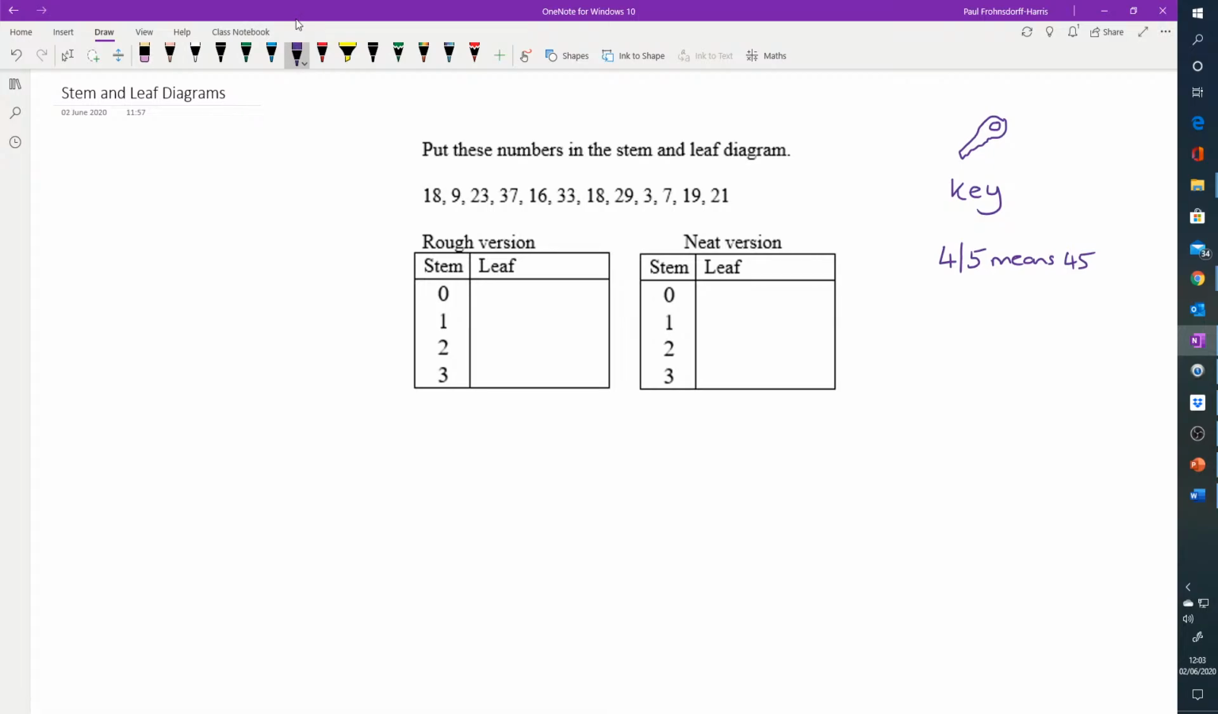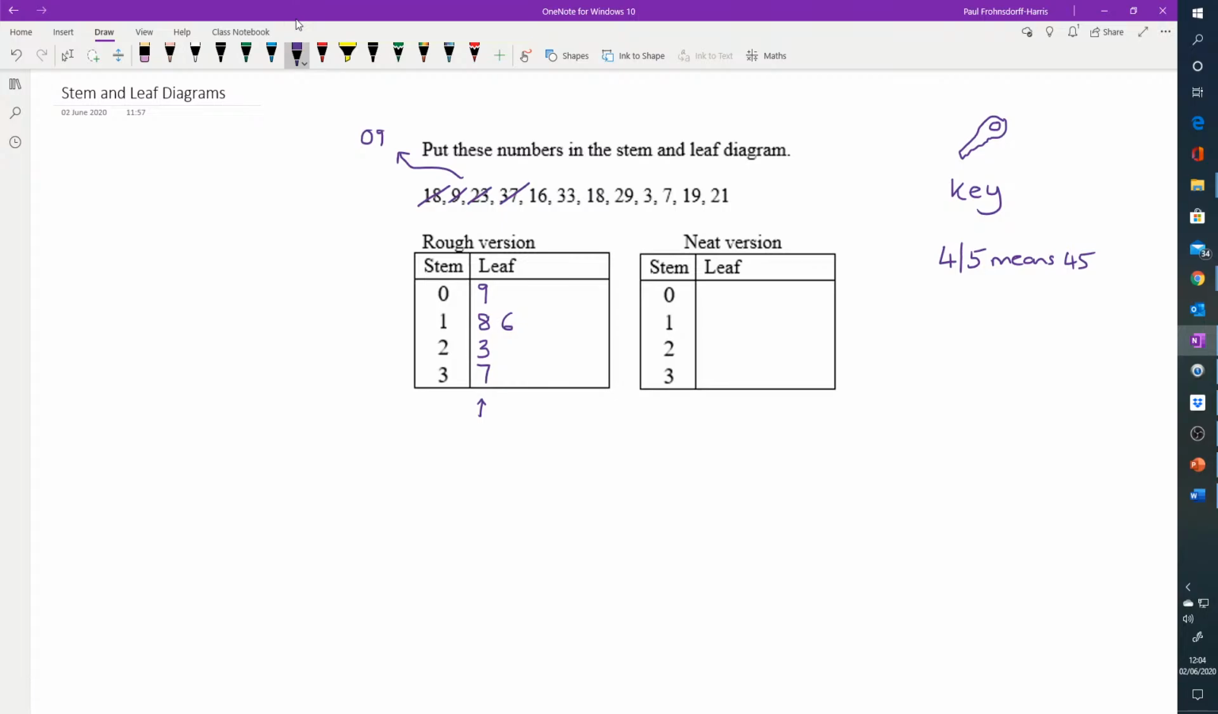What this then allows us to do is start on the rough version, but when doing it, cross them off one at a time. So 18, I'm going to cross off 18 and put 1, 8. 9, I'm going to put a 0, 9. So remember, 9 is rewritten as 0, 9. 23 is 2 and 3. You'll notice all these numbers line up. They've got to be spaced apart. I'll show you this in a second with 16. 37, 3 and 7. 16 is 1 and 6.